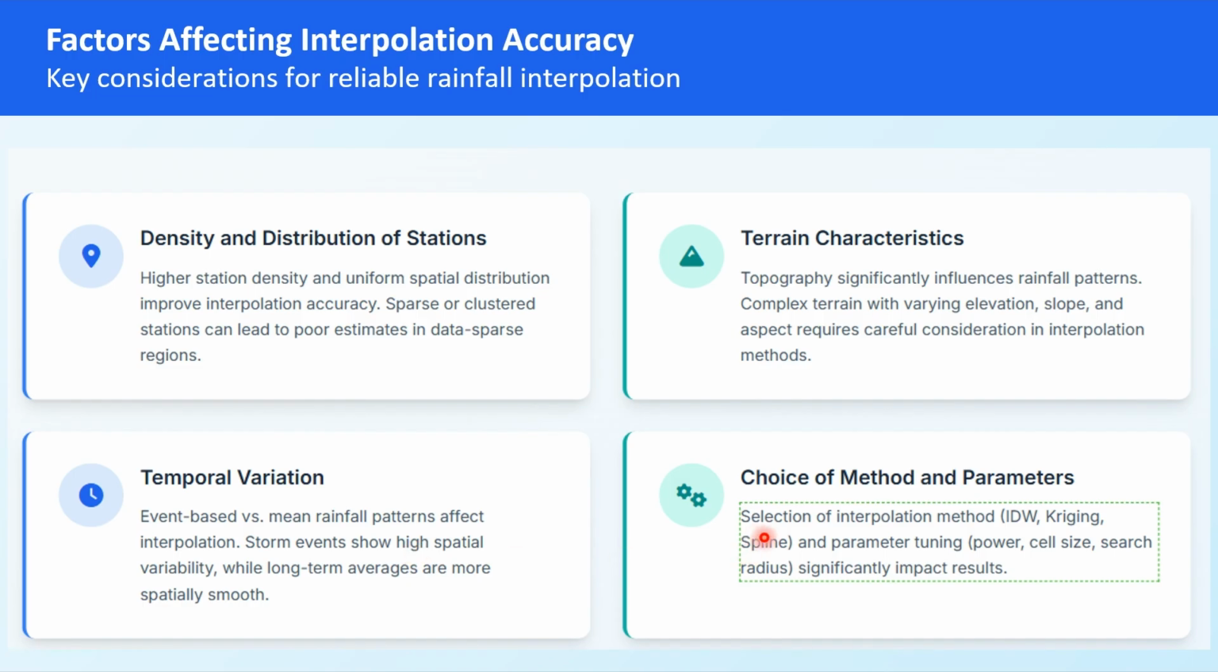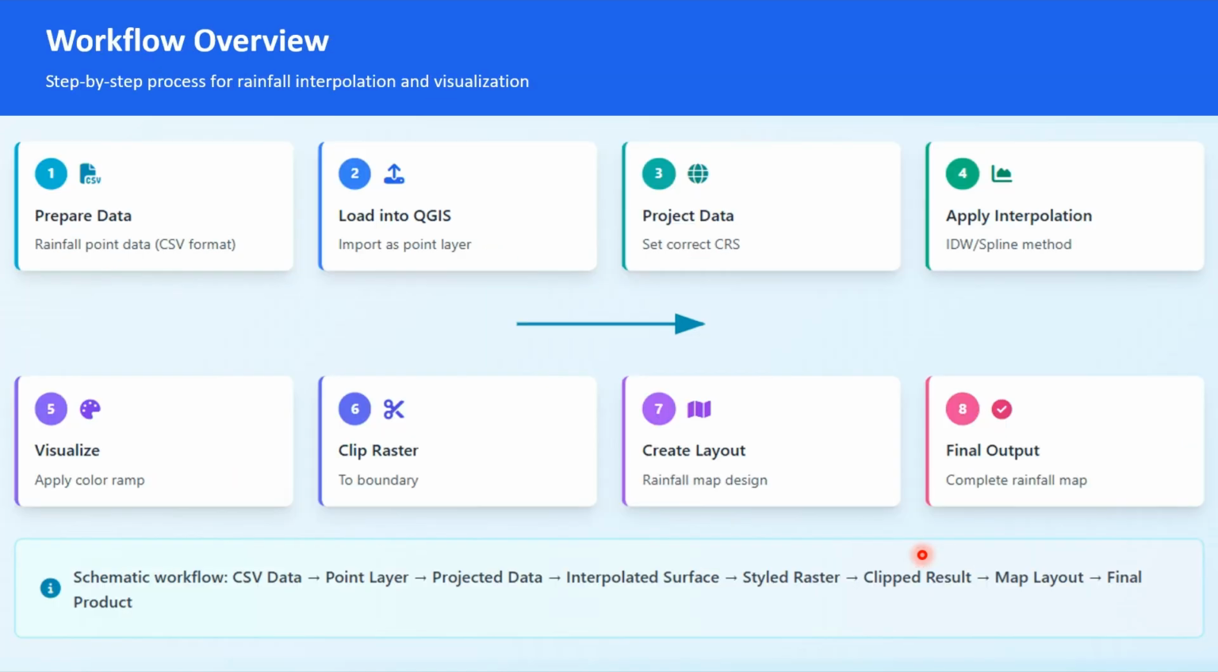Then the choice of method and the parameters. The selection of the interpolation method, like IDW, kriging, and the parameter tuning. So in this case, we are going to talk about a few of the parameters through which we can tune our accuracy. So this is a common workflow of adopting any kind of interpolation technique.